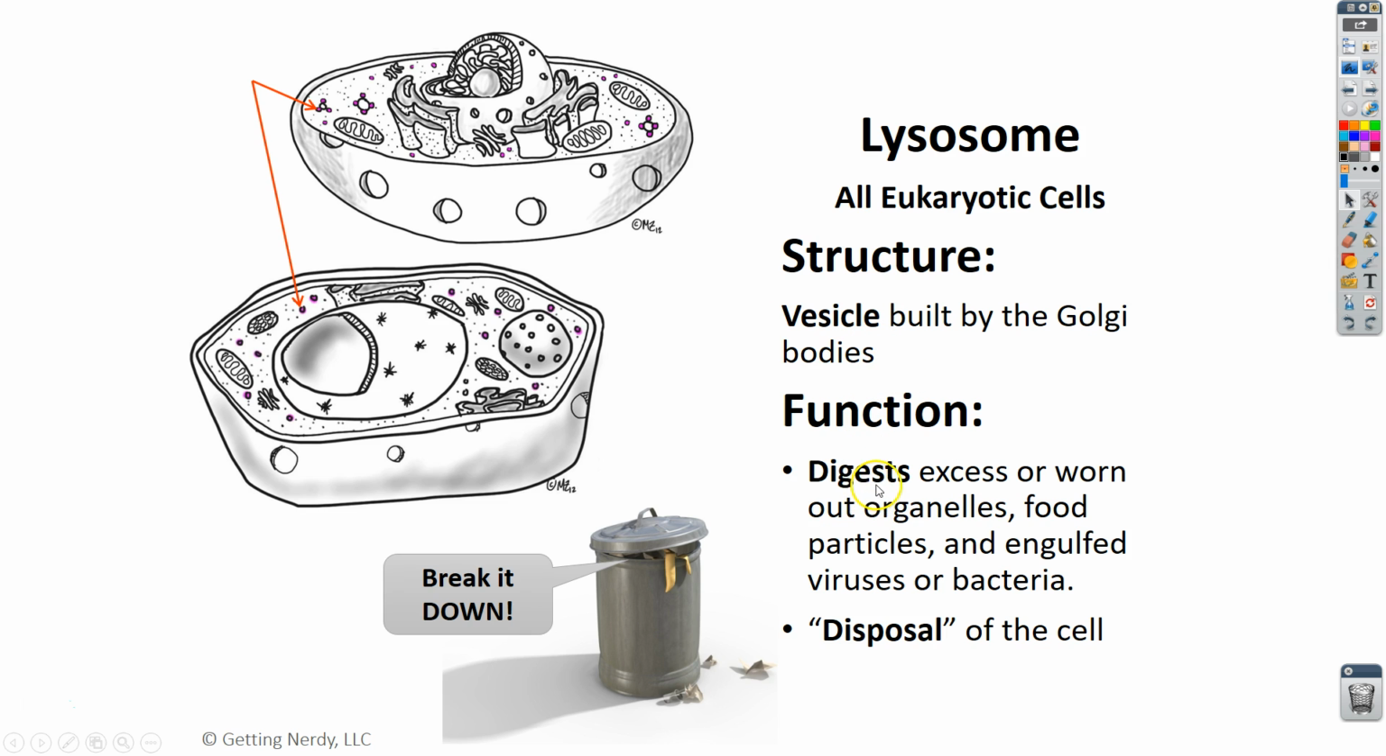And its function really here is just to digest excess or worn out organelles, food particles, and engulfed viruses or bacteria. So we could say it is the disposal of the cell. If you think about a trash can, that's kind of the same type of thing, but it's a super trash can in that it's got things on the inside that help break other things down. So maybe like a composting trash can, if you want to think of it that way.